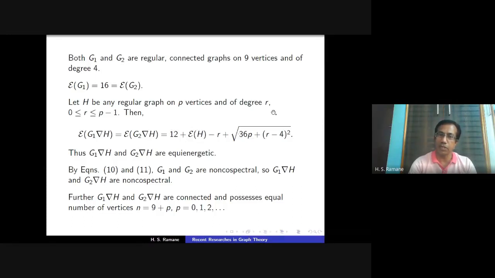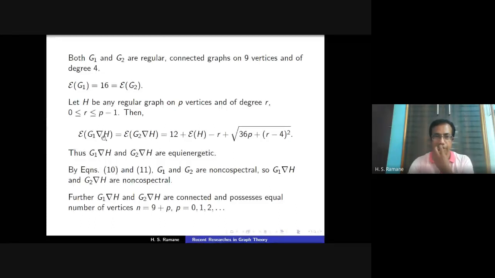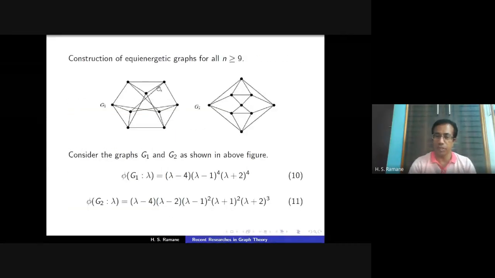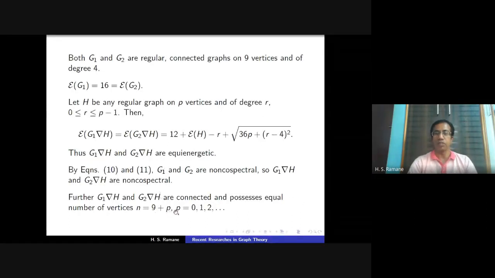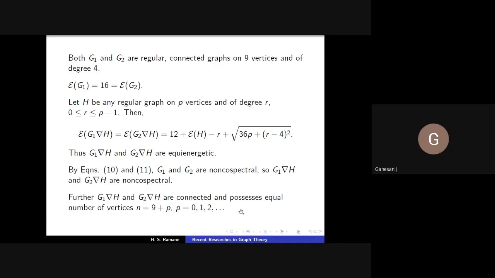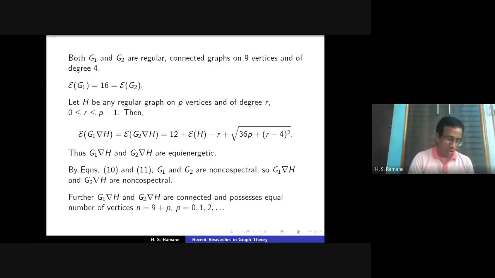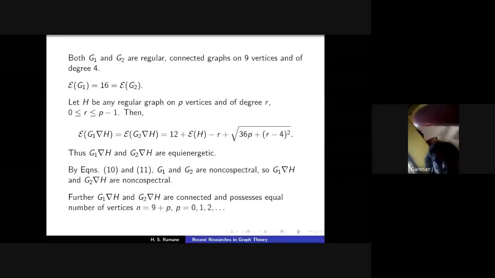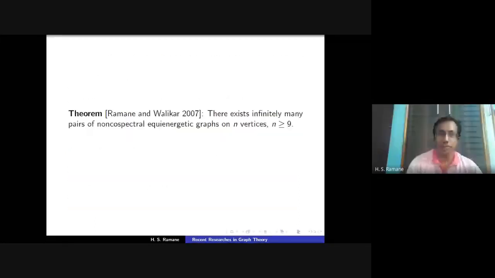So from here we can observe that G1 join H and G2 join H are equienergetic, and they are not cospectral. They have order 9 plus p, because originally 9 points are there in this graph, plus you are joining one graph with p points, so the total number of points will be 9 plus p. P ranges from 0 to n. So one can construct by this method a pair of graphs which are equienergetic but not cospectral, for given n. So this is the theorem that I only explained.